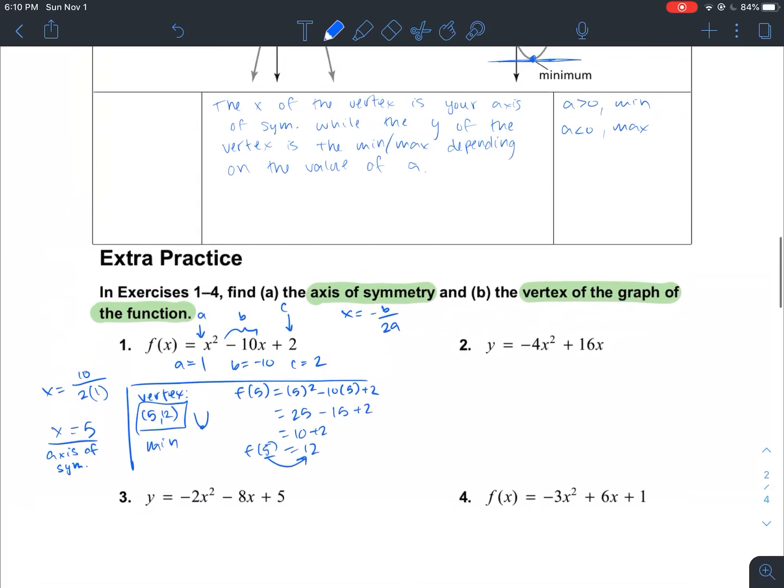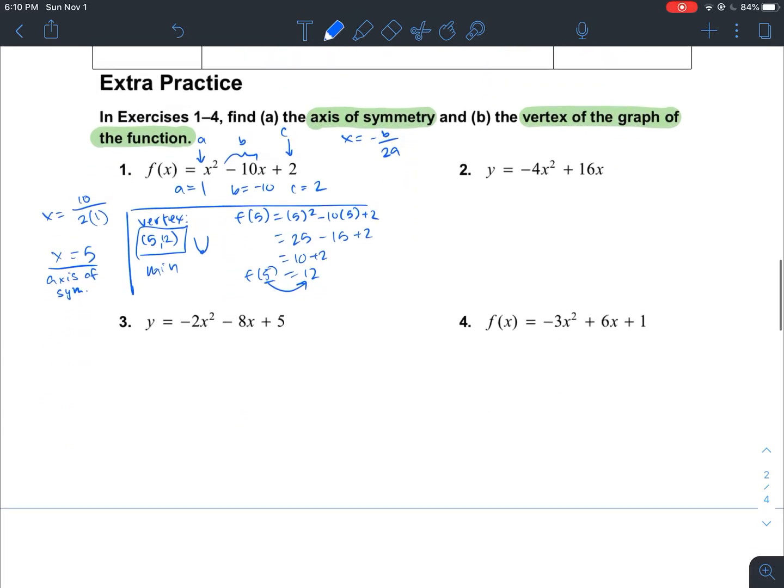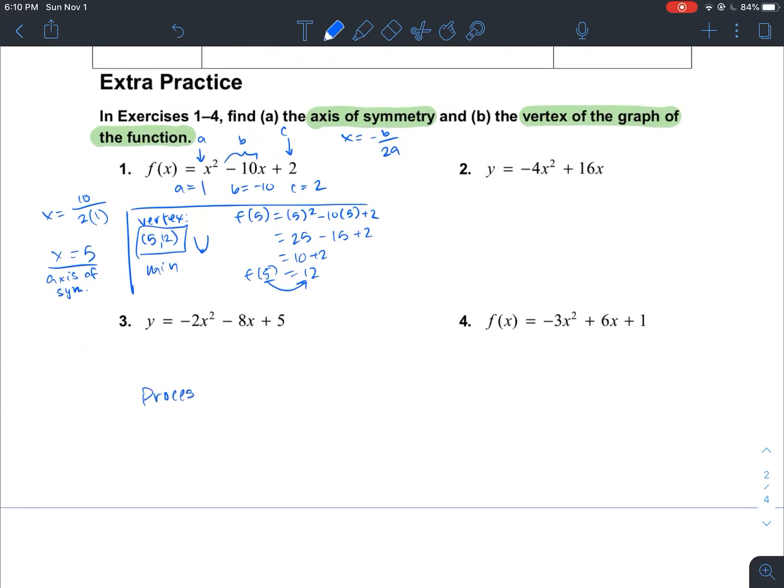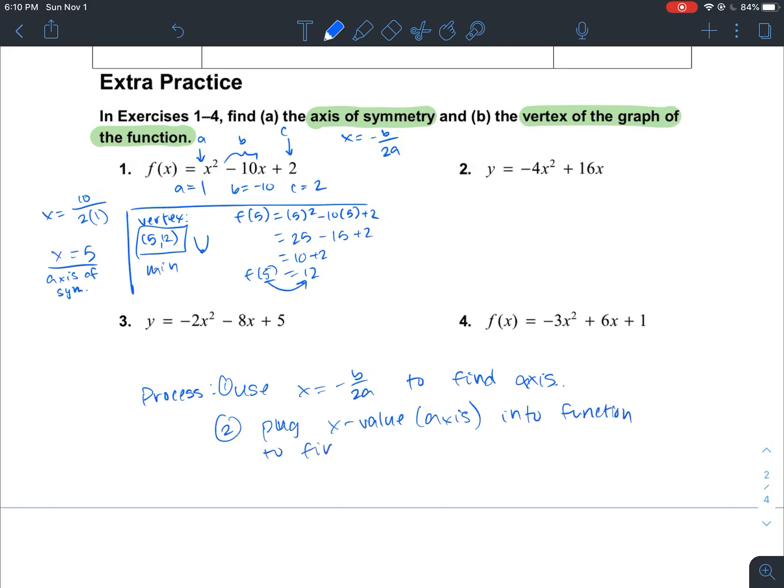Remember here that if you want to outline a process for this, your process will be to use x equals negative b over 2a to find the axis, then plug the x value, or the axis, into the function to find the y value. And that's how you would do both parts A and B for exercises 1 through 4.